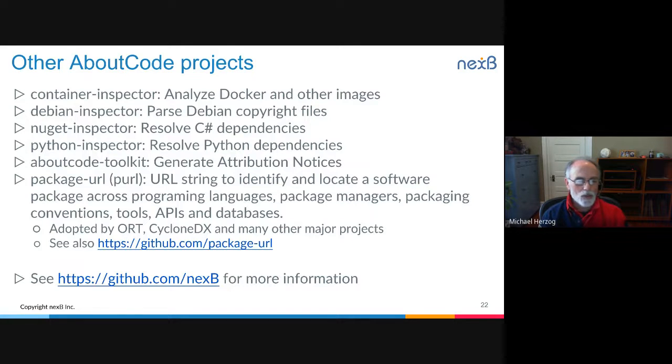We have a tool called AboutCode Toolkit, which you can use to generate attribution notices. It's pretty specialized, but a pretty important part of your compliance obligations.